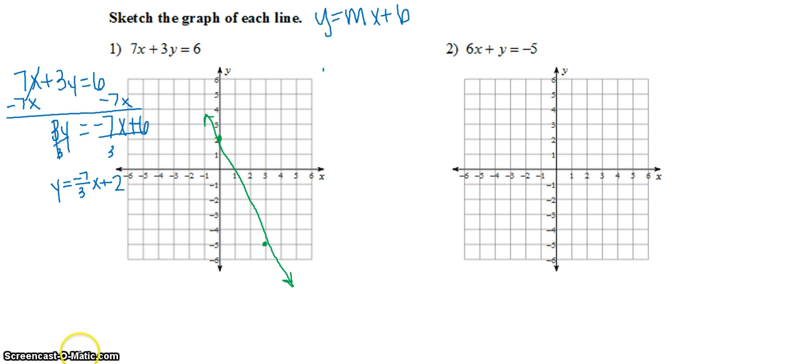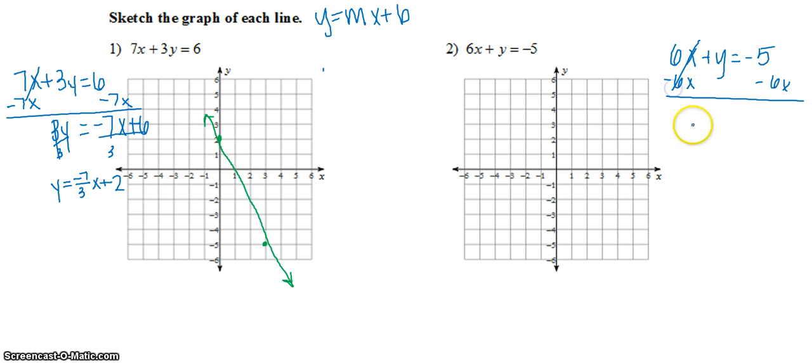On the second one, again, I want to solve for y so that I can graph this where it says y equals. So I'm going to bring this over here. 6x plus y equals negative 5. I'm trying to move everything away from the y, so I'm going to subtract my 6x over. Subtract it over here.